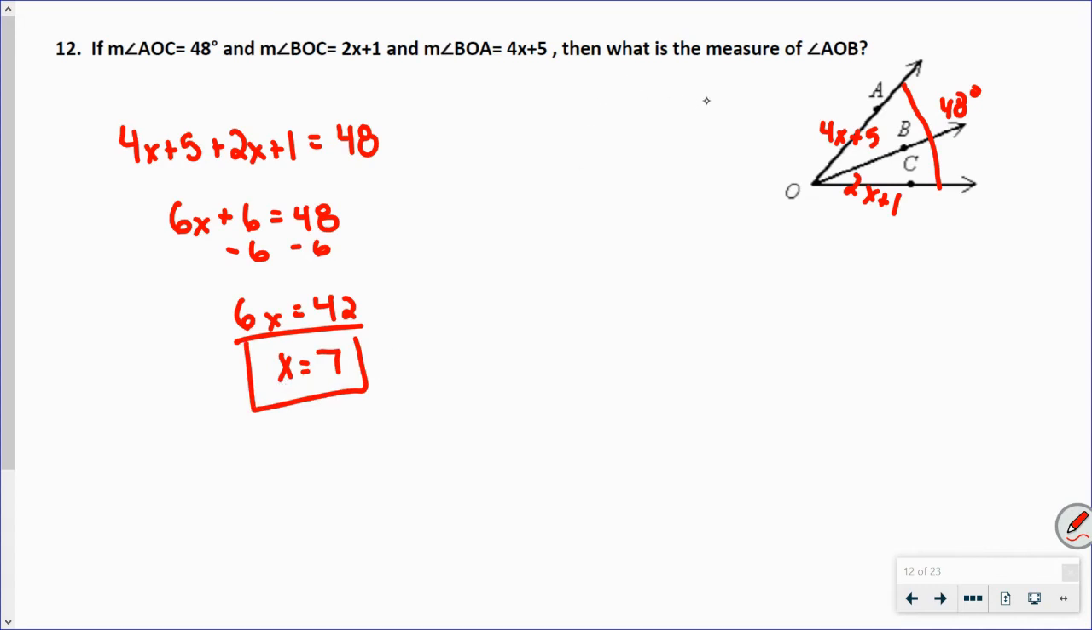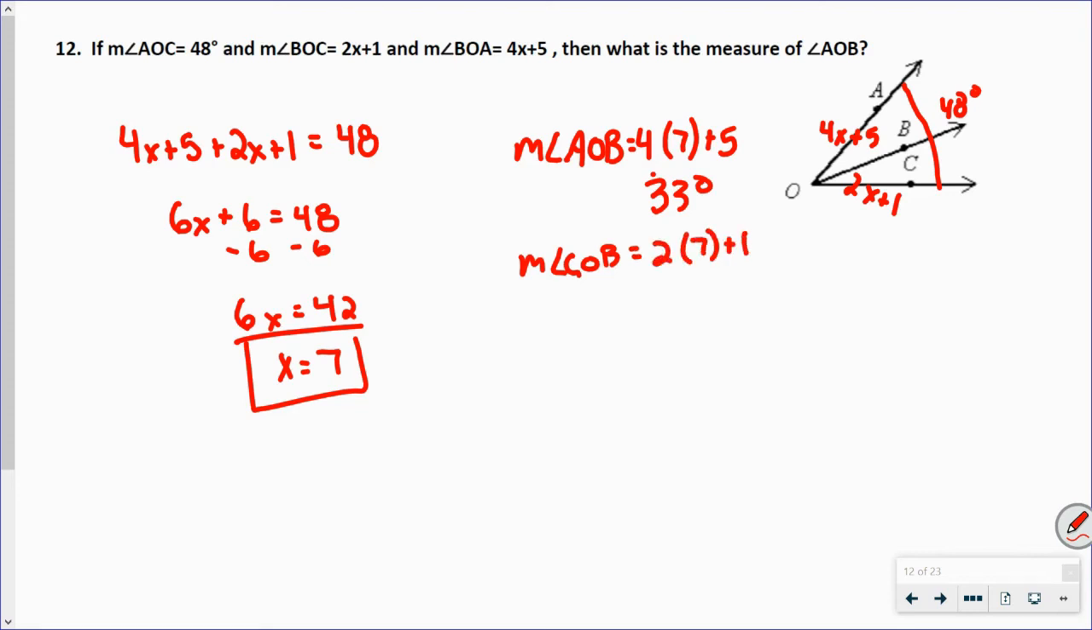Okay, if we check back, the question says, what is the measure of AOB? So the measure of angle AOB equals 4 times 7 plus 5. 4 times 7 is 28. 28 plus 5 is 33 degrees. Okay, so this angle right here is 33 degrees. I could find the other one. Okay, maybe it wants the other one too. COB. Well, that was 2 times 7 plus 1. Or you could take 48 minus 33. It doesn't matter. So this is 2 times 7 is 14. 14 plus 1 is 15 degrees there.